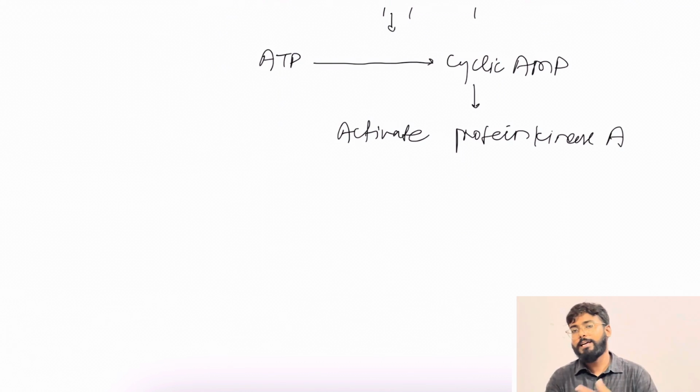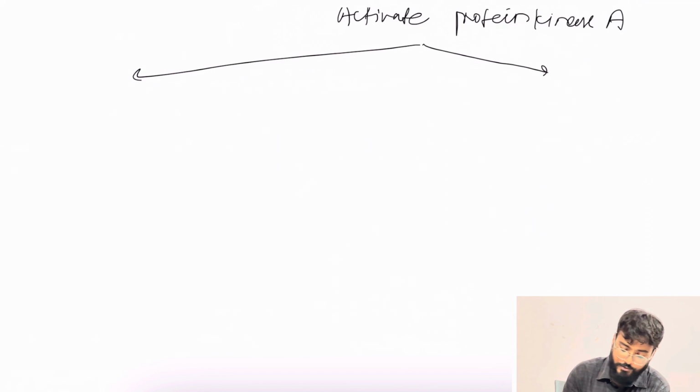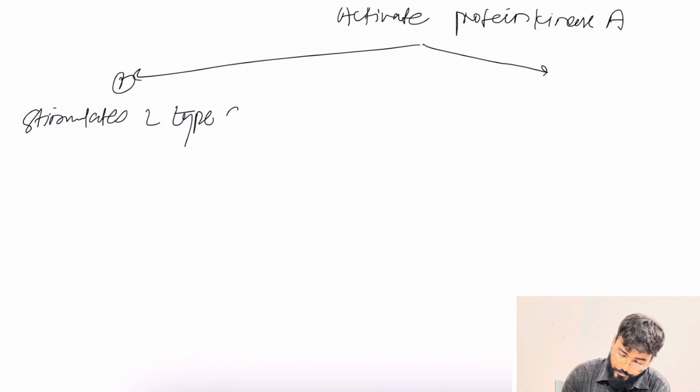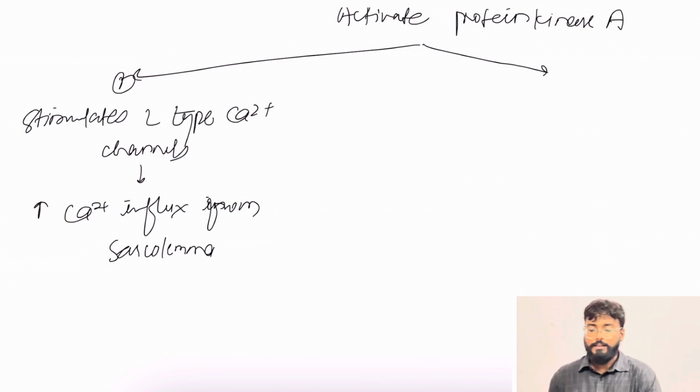So what is the function of protein kinase A? It has two functions. What are the two functions? The first, it stimulates L-type calcium channels, which in turn increases calcium influx in from the sarcolemma. This protein kinase A stimulates L-type calcium channels, which in turn causes increased influx of calcium ions.